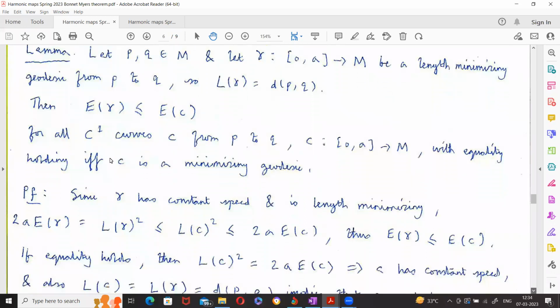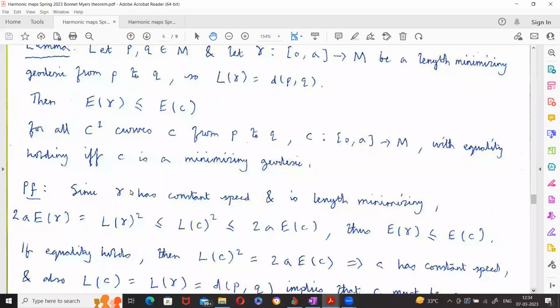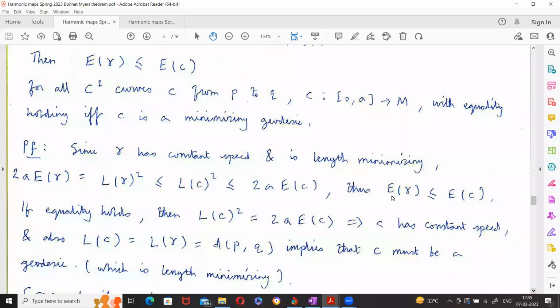So since gamma has constant speed and is length minimizing, gamma is a geodesic, right? So we know that we have equality in Cauchy-Schwarz. So 2a times the energy of gamma is equal to the length of gamma squared. Since gamma is length minimizing, this is less than or equal to the length of c squared, and that by Cauchy-Schwarz is less than or equal to 2a times the energy of c. So you cancel the 2a from both sides and you get that the energy of gamma is less than or equal to the energy of c. Okay.